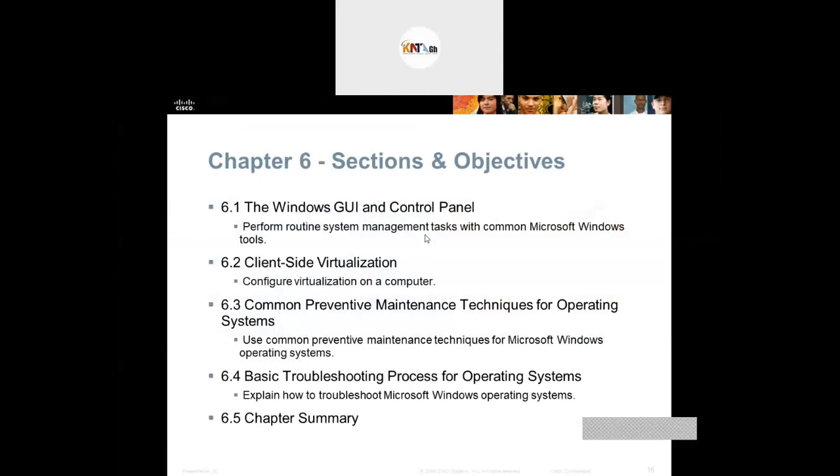and then common preventive maintenance techniques and operating systems, and then how we will use preventive maintenance techniques for Microsoft Office operations, and then basic troubleshooting processes for an operating system, and then explain how troubleshooting Microsoft Windows operating system are, and then we'll do chapter summary. So when we finish this chapter, we can sign out for the day so that you go back and do your chapter quizzes.